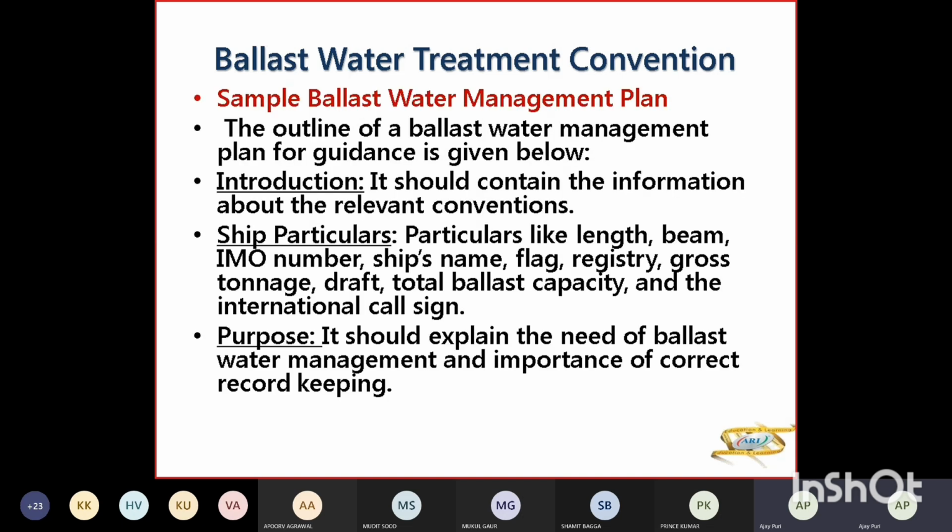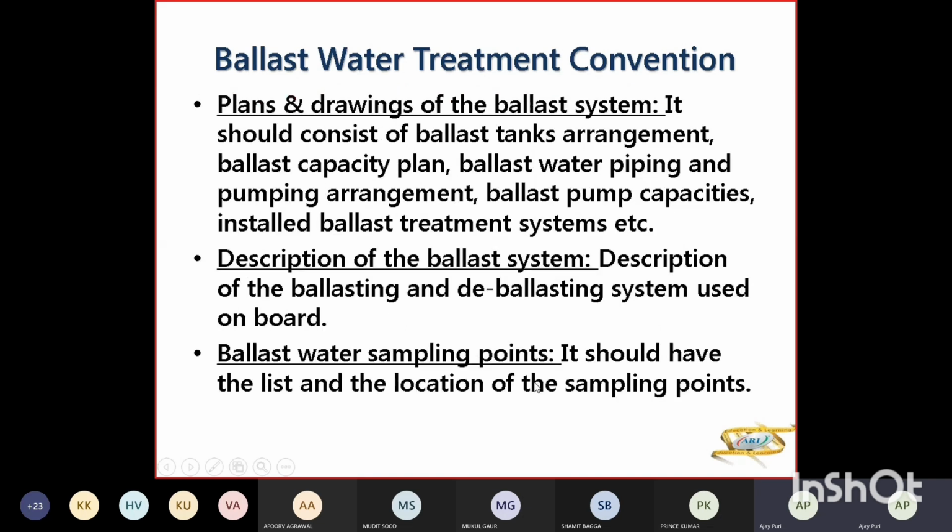Now, what is the ballast water management plan? It should contain your information about the ballast water convention. It should have the ship's particulars, that is your length, beam, IMO number, name of the ship, flag, registry, gross tonnage, draft, total ballast capacity, and international call signs. It should also name the purpose, that is the explanation for need of ballast water management, and the importance of correct record keeping.